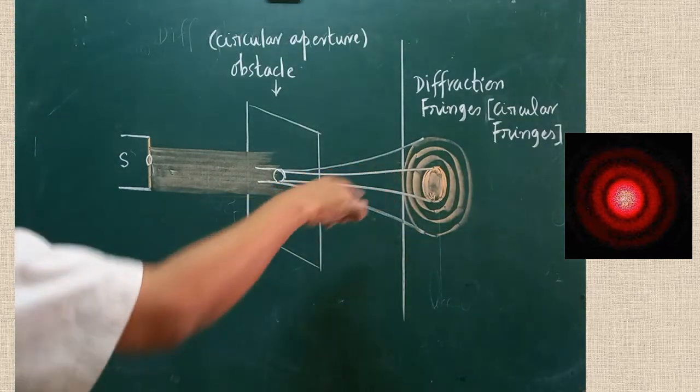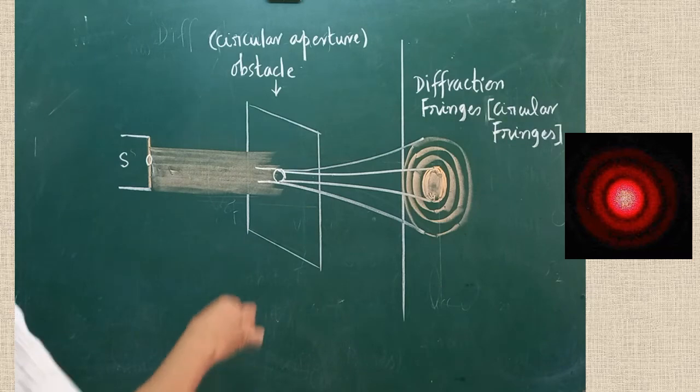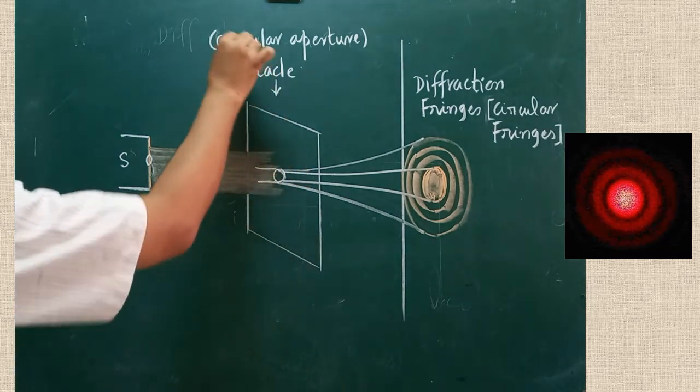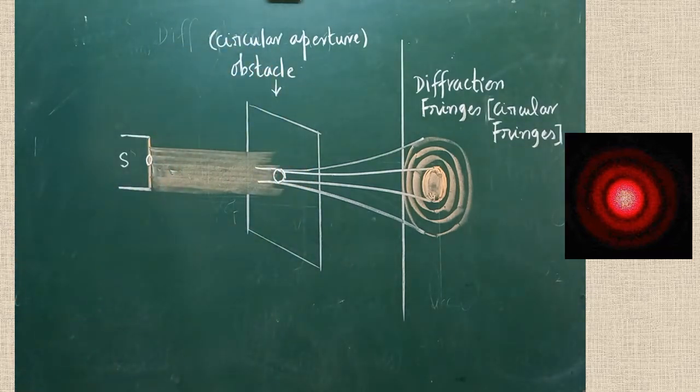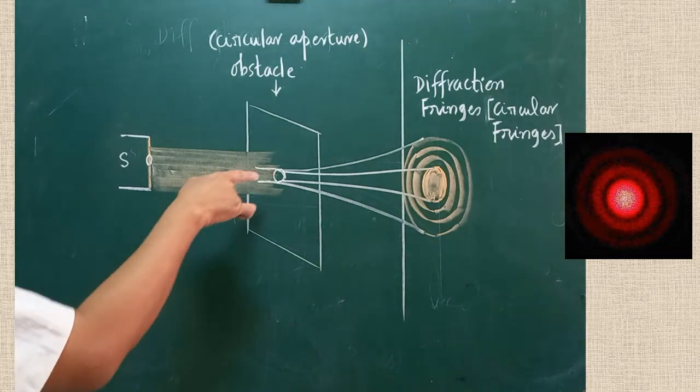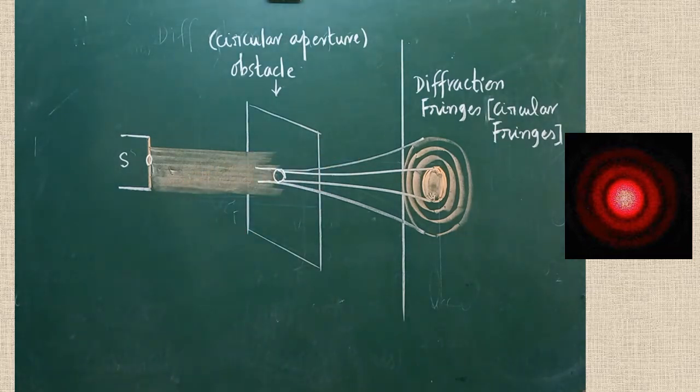These kinds of circular diffraction fringes are seen whenever we use a circular aperture. So depending on the shape, the nature of the fringes also will become different.